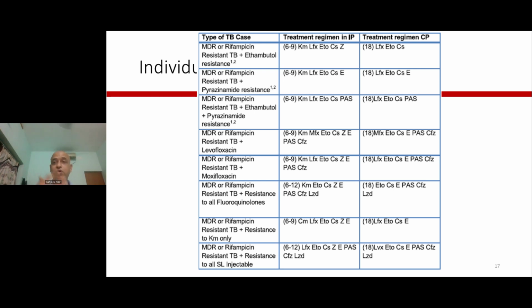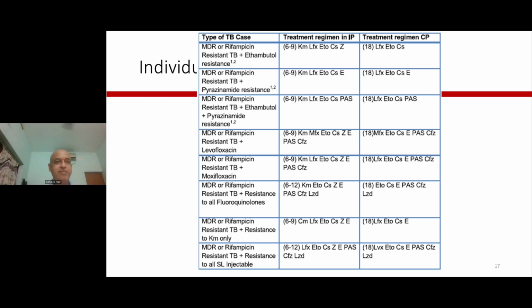Later, a whole lot of new kinds of regimes were introduced into the program, all of which actually included an injectable, as you can see in this particular list, unless, of course, there was injectable resistance. And at one point, we had something like 17 different regimes in our program. It was so difficult for all of us clinicians and postgraduates to learn all this. Fortunately, now those things have been standardized, and we have a lesser number of regimes.